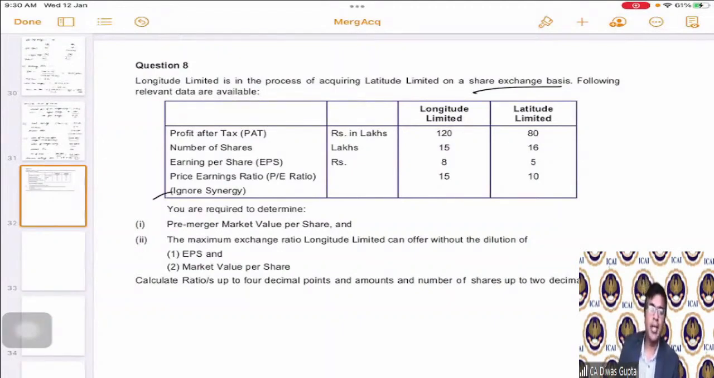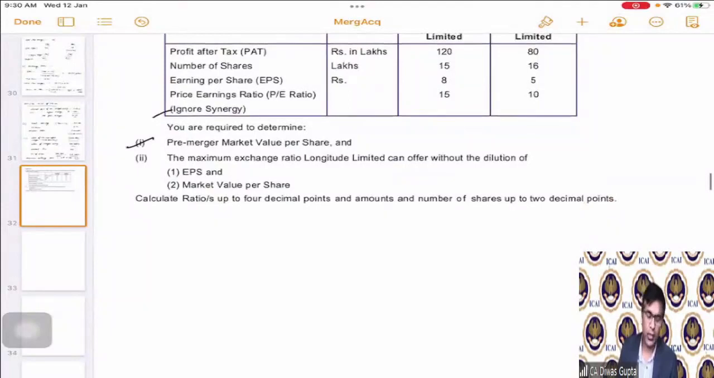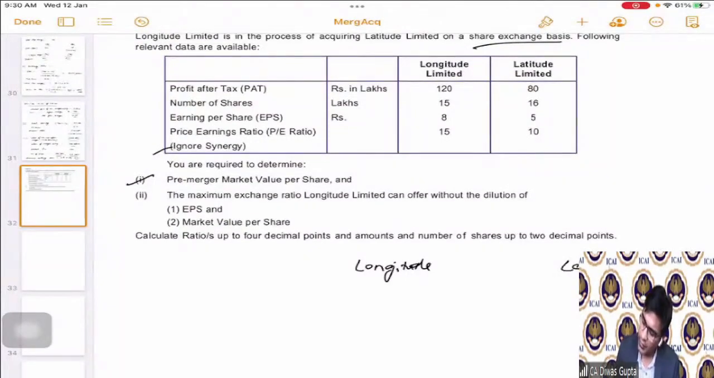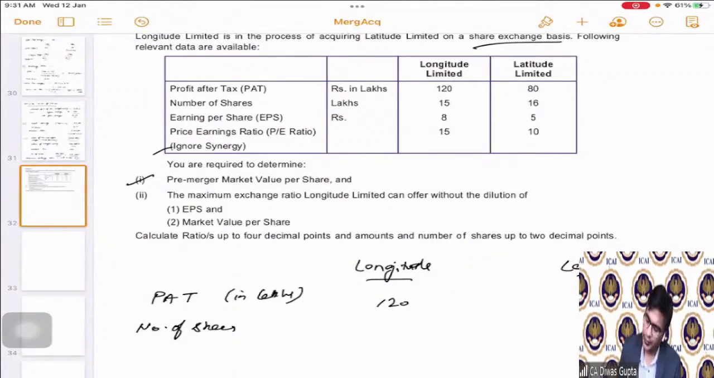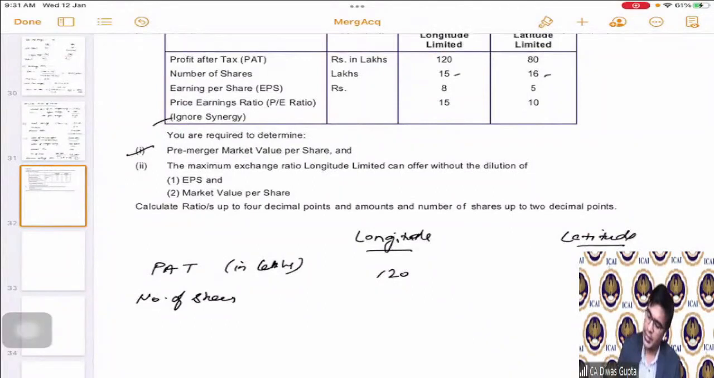You are required to determine the pre-merger market value per share for both of them, definitely. That we can easily calculate. Longitude, second one is Latitude. So the PAT is how much? 120. And here the PAT is 80, right? The number of shares. This PAT is in rupees lakhs. So the number of shares issued are 15 and 16.